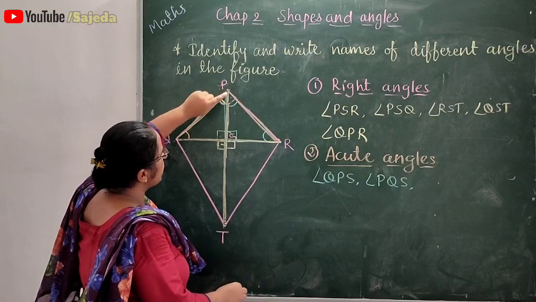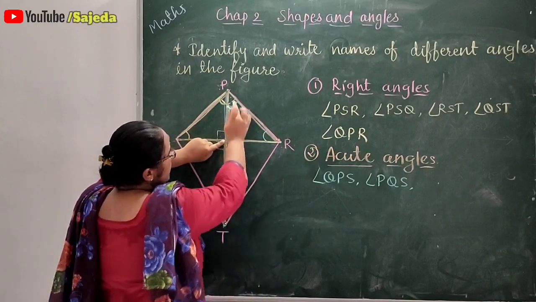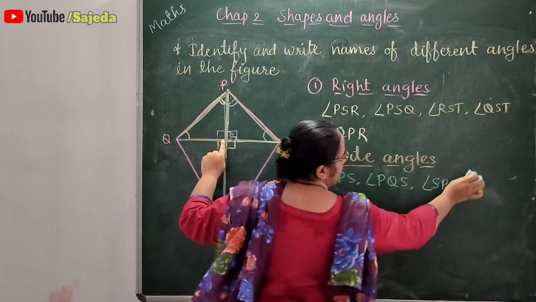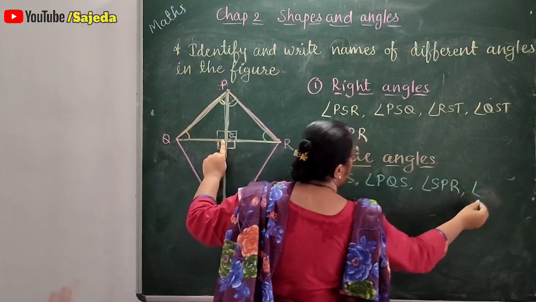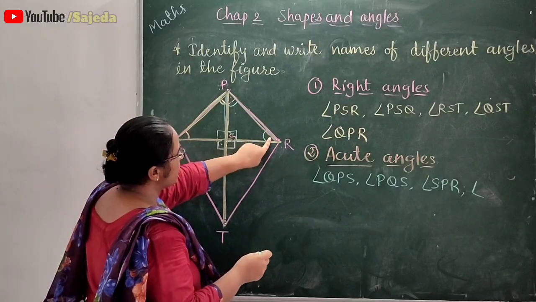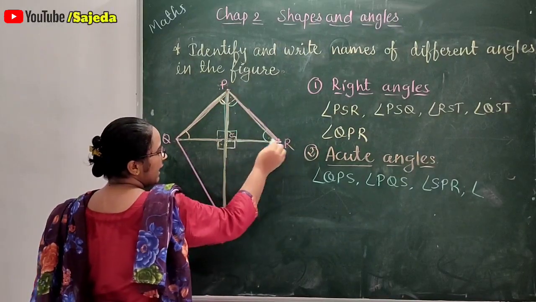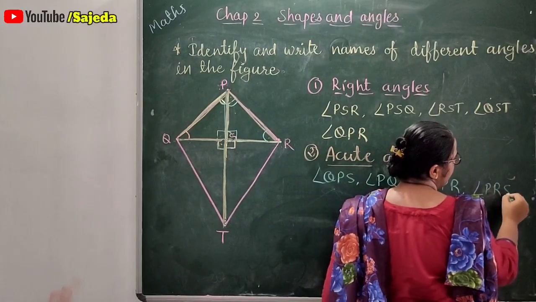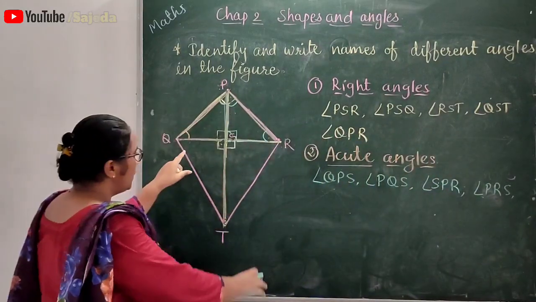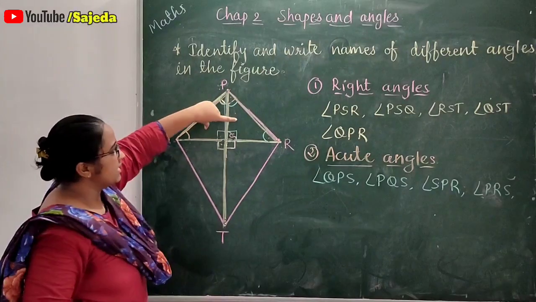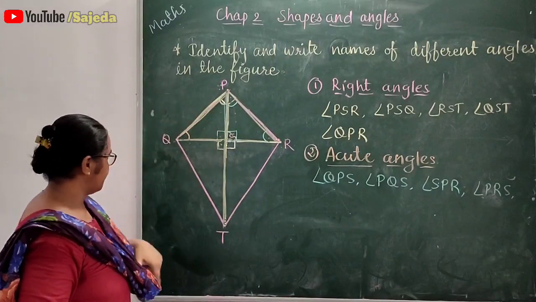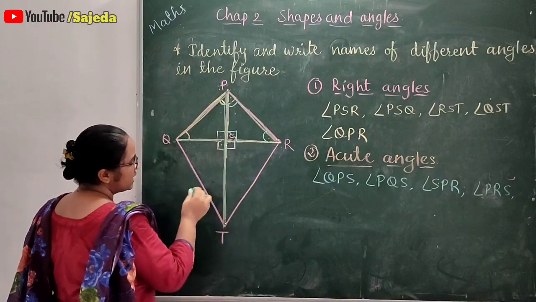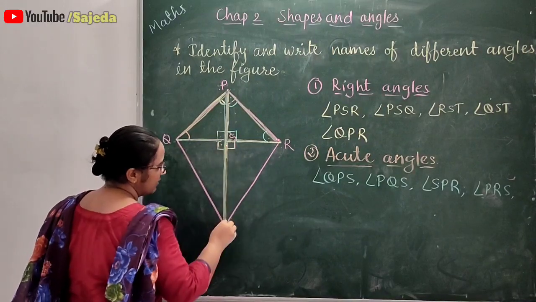So first I will write this angle, angle SPR. And the next acute angle, I want to write this one, so I will write PRS. Angle PRS. Now look in this part. This we have done. Now from here you can see these two triangles, this one and this one.